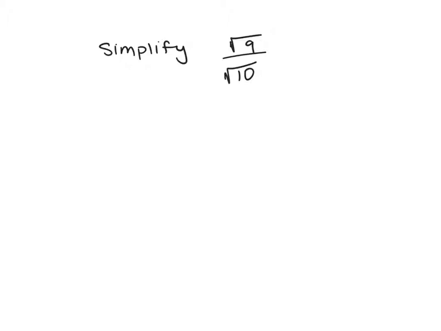Now, how do we simplify if we have something like this? We know it's not in simplest form because we have a square root in the denominator. We can't have any radicals in the denominator. So the best way to clear that out is to multiply by the square root of 10 on the bottom. And if we do that to the bottom, we have to do it to the top as well. So that will give us square root of 90 divided by square root of 10 times square root of 10, which is 10, because that's the square root of 100.